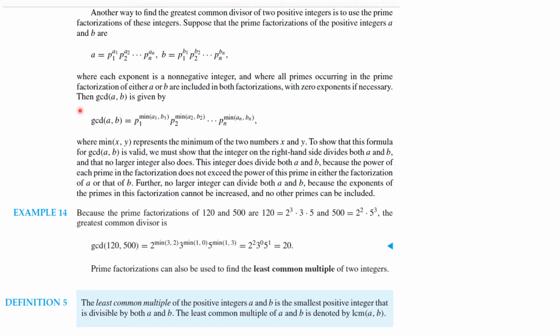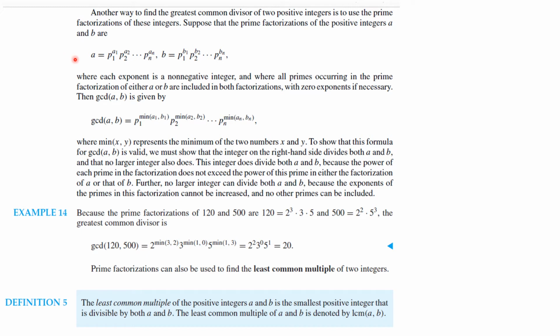Anyway, the GCD of a and b is given by taking the minimum value of the exponent for each of the primes, and it's pretty easy to show that that in fact has to be the GCD.